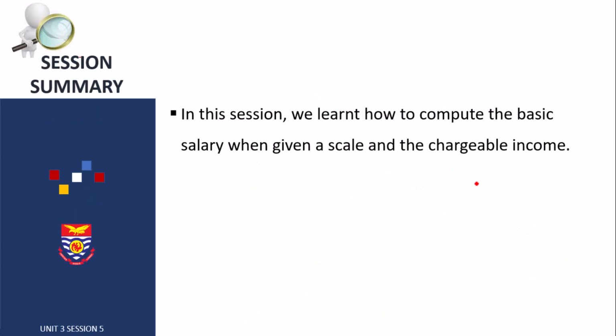This brings us to the end of today's session. In today's session, we learned how to compute the basic salary when given a scale and how to compute chargeable income. Hope you enjoyed this session. Thank you.